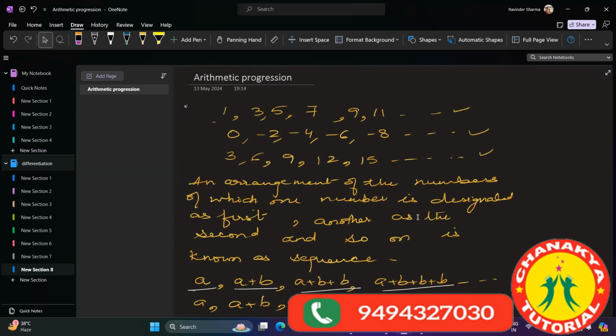And if you take maths in your grade 11, then you will see this type of questions like sequence. And in 11th grade, you will see geometric progression, GP. This is your AP.